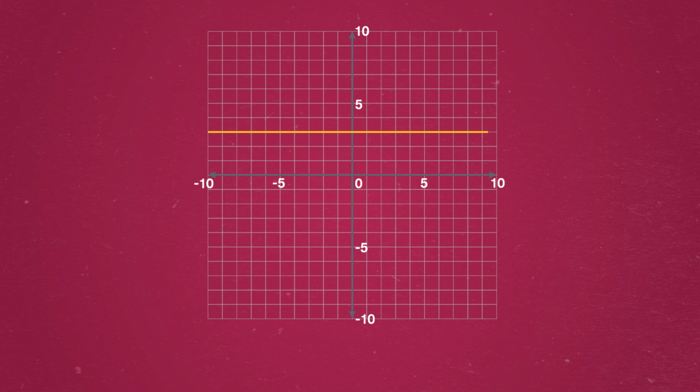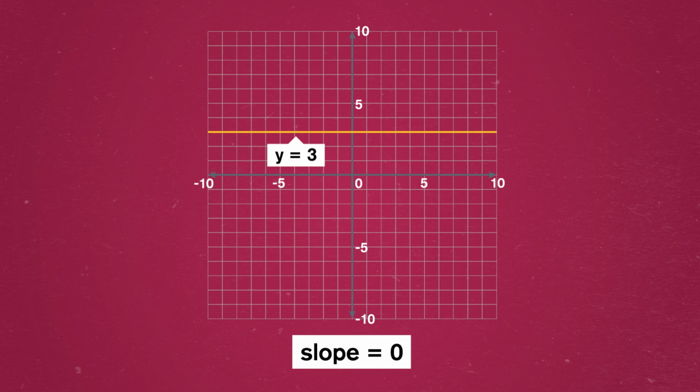Now, there are two types of lines that cause trouble in the slope department. One is a perfectly flat, horizontal line like this one. This line represents all the points that make the equation y equals 3 true. So no matter where I start, if I run some distance to the right, how far do I need to rise or fall to get back to the line? 0. I never left. So the slope of a horizontal line is 0.